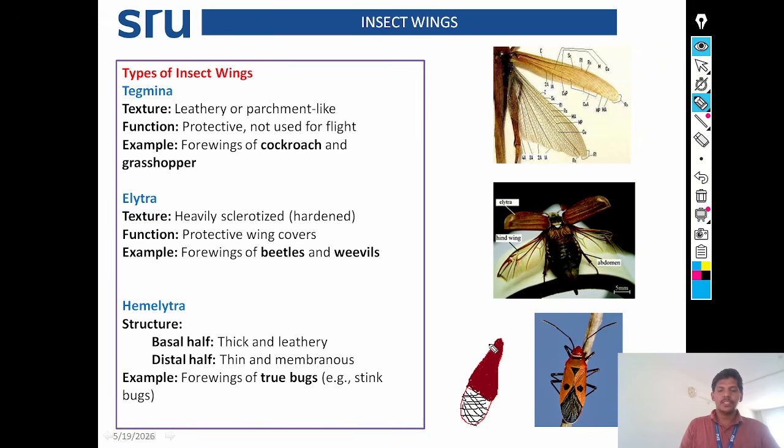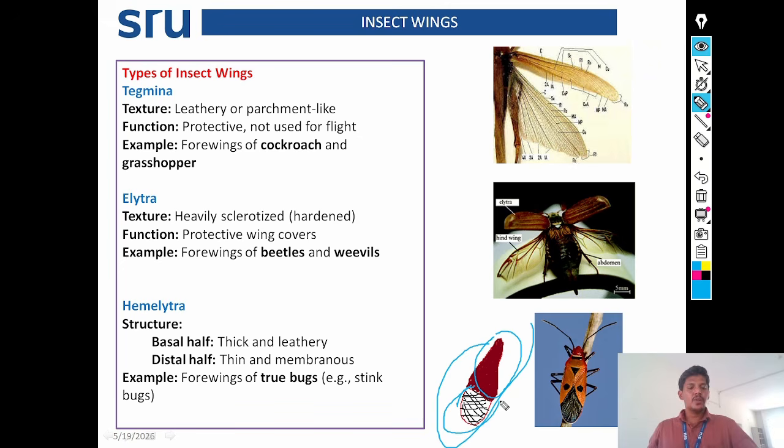Next type of wing is hemielytra. The basal half of this wing is leathery and the distal half is membranous. So this type of wing is known as hemielytra. This type of wings are there in bugs.